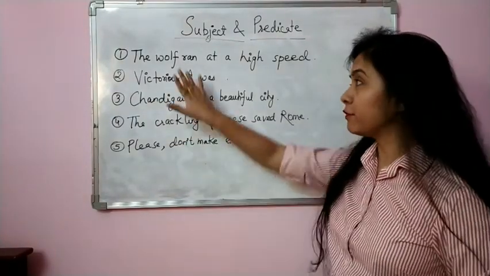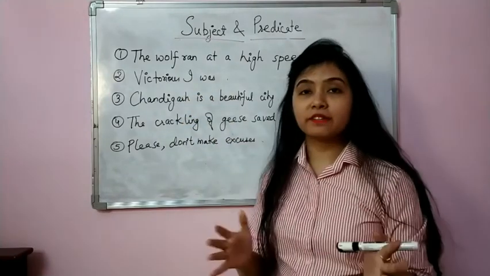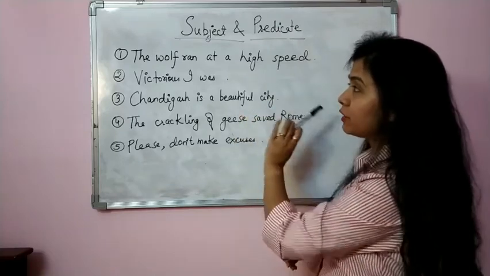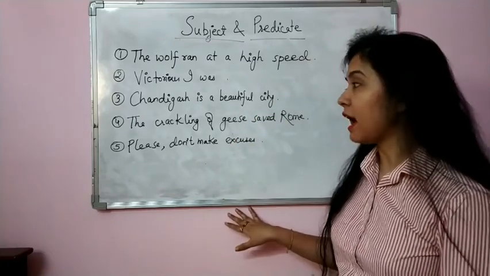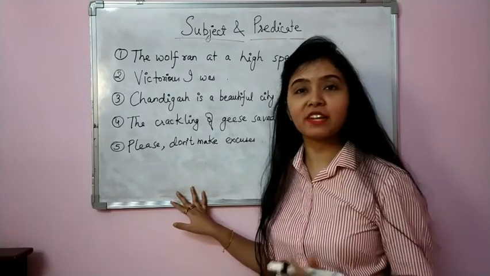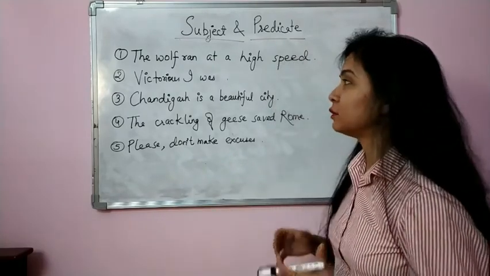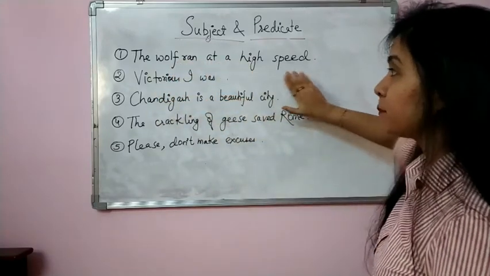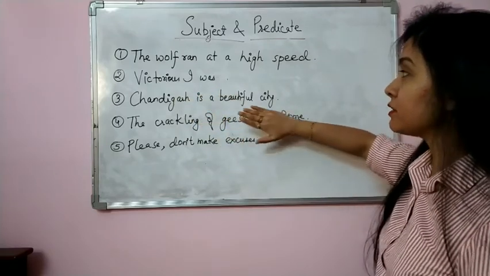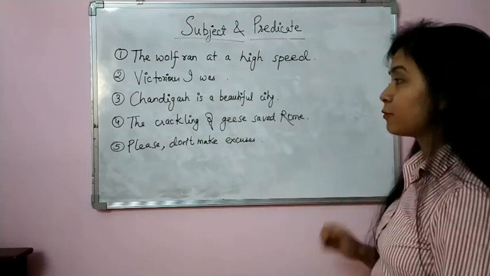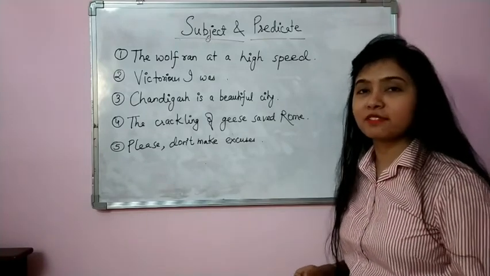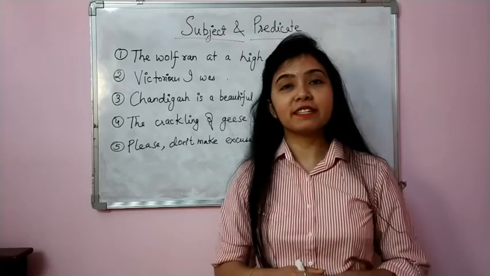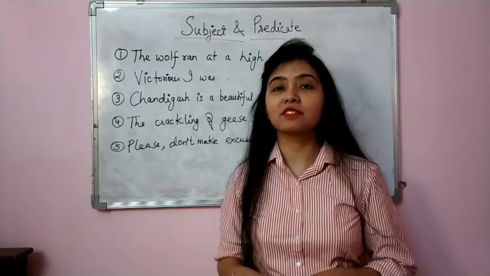So here are 5 more sentences which you please note down. And please try and figure out which is the subject and which is the predicate part in these sentences, and try to share the answer in the comment section, and I'll tell you what is the exact correct answer. So the sentences are: the wolf ran at a high speed, victorious I was, Chandigarh is a beautiful city, the crackling of geese saved Rome, and please don't make excuses. So I hope you are gonna note these down, and you will definitely tell me which is the subject part and which is the predicate part.